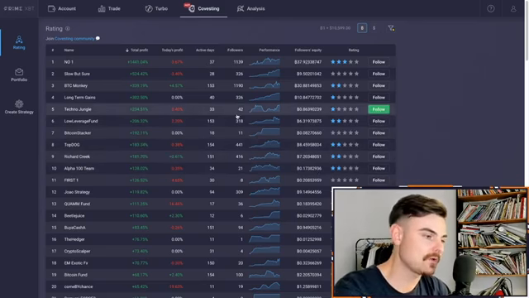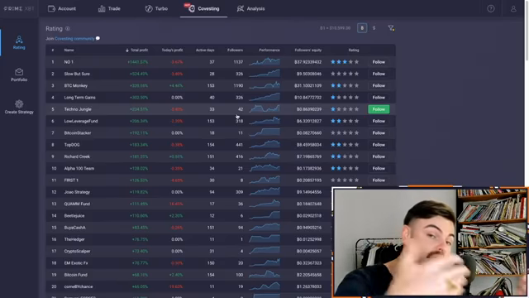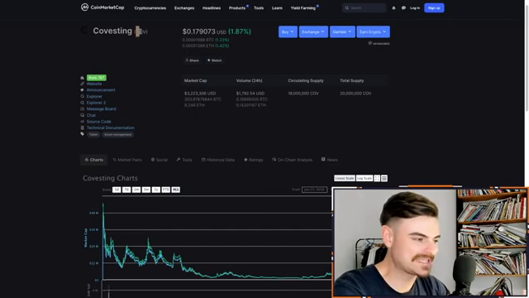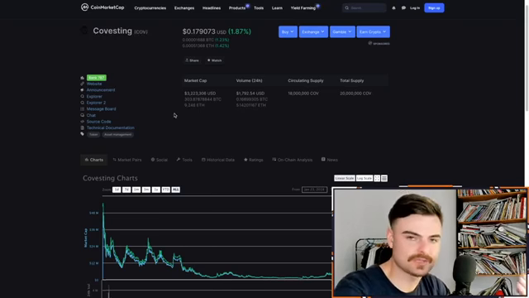Just to mention one other thing as well, I want to talk about the, I think it's a COV token, and I want to mention this as well because this is potentially an investment. We'll get into that now. So guys, here's the COVESTING token. It's the COV token. I'm gonna make this very, very simple for you.